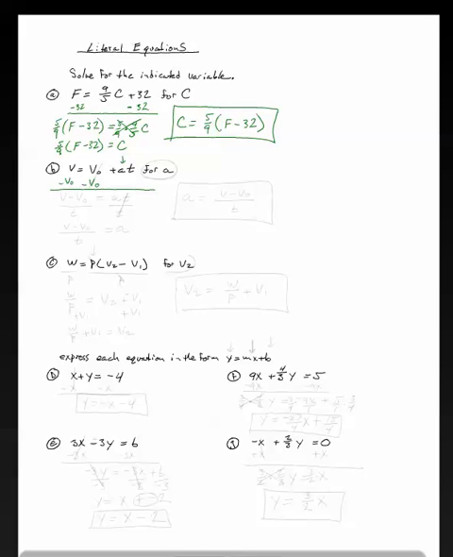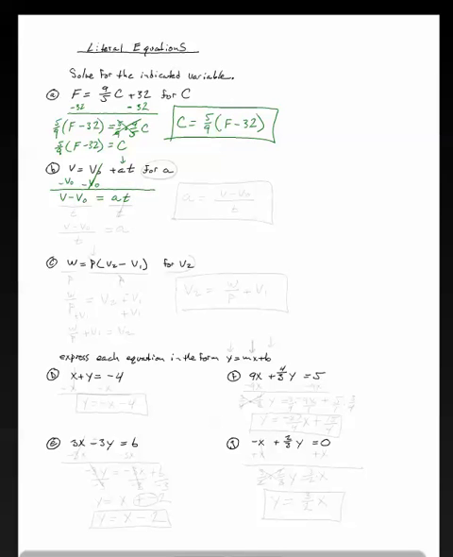Now remember, these are not like terms. V and v naught are totally different terms, so I can't subtract them because they're not like terms. So I'm just going to write v minus v naught equals at, because those canceled.